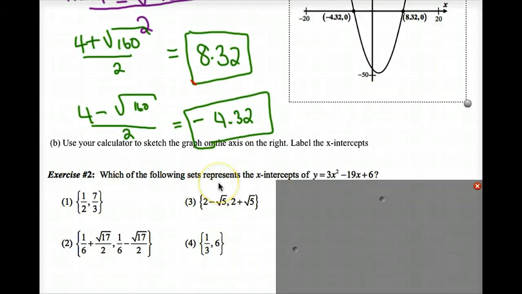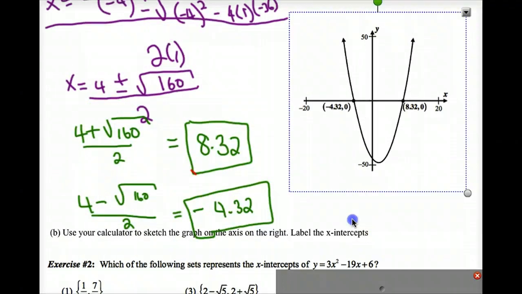Which of the following sets represents the x-intercepts of y equals 3x squared minus 19x plus 6? And this is a Regents question. So in this case, you will have to use your quadratic formula. Okay?